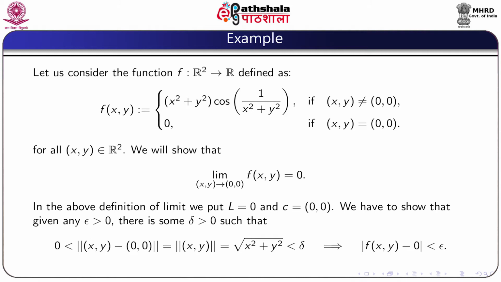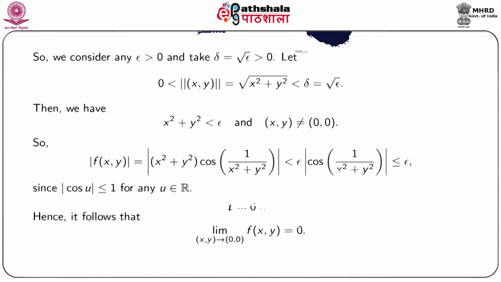So, we put L equal to 0 and c equal to (0,0). What we have to show is that if we start with any positive epsilon, we can find some delta such that whenever the distance between the point (x,y) and the origin is less than delta, we have modulus of f(x,y) minus 0 less than epsilon. So, we take delta equal to root epsilon. We consider here the positive square root.